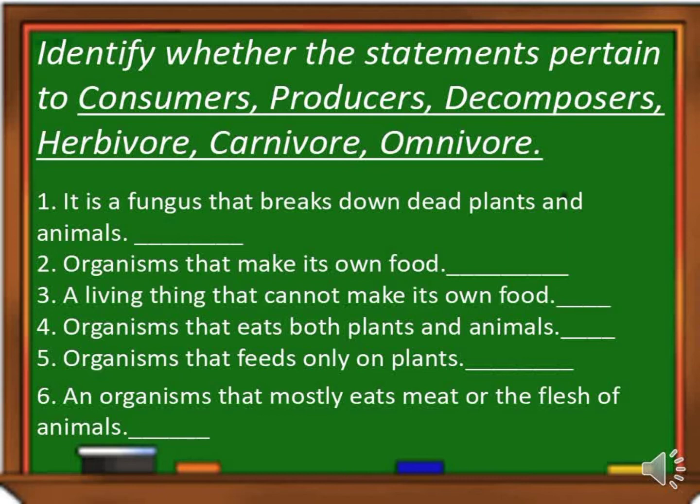It is a fungus that breaks down dead plants and animals. Second, organisms that make their own food. Third, a living thing that cannot make its own food. Number 4, organisms that eat both plants and animals. Number 5, organisms that feed only on plants. And number 6, an organism that mostly eats meat or the flesh of animals.